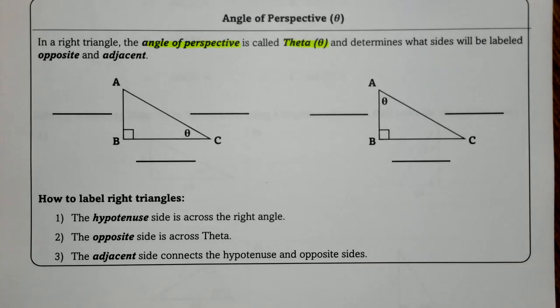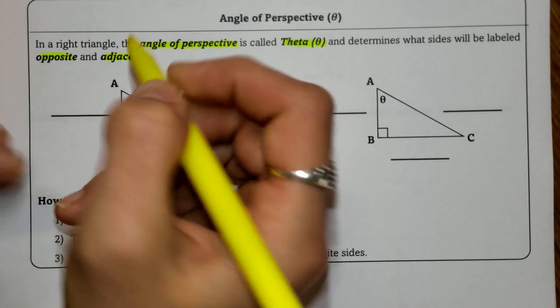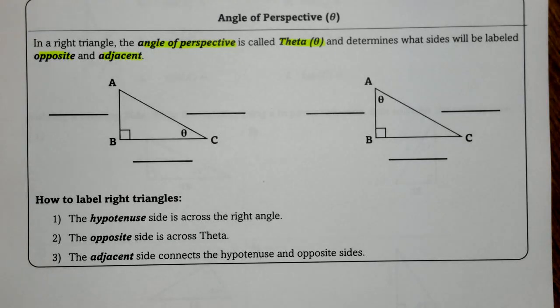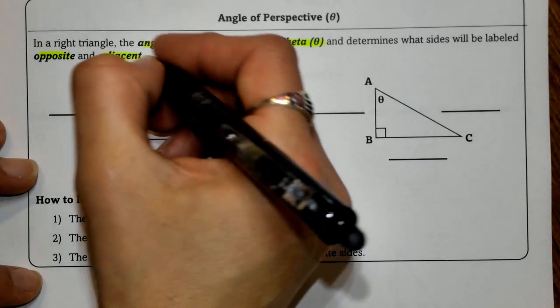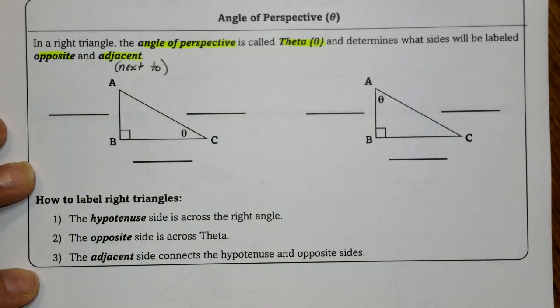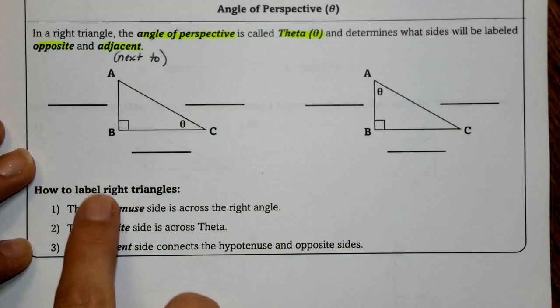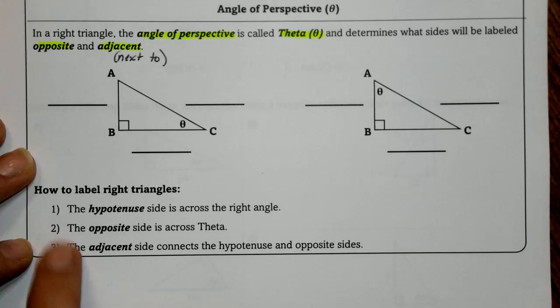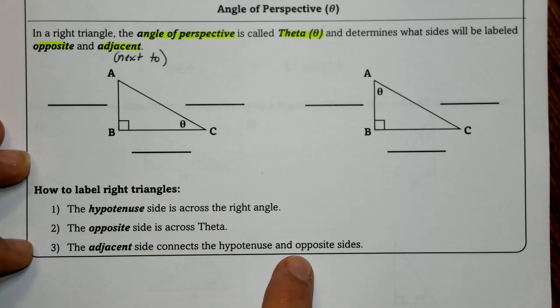You need to know that symbol. It's going to let you know which side is going to be your opposite side and which side is going to be your adjacent side. We need to remember that adjacent means next to. Opposite is pretty clear. It's on the opposite side of the triangle. Adjacent is next to. So we're going to take a look here, and down here, how to label the right triangles, I'm just going to be telling you as we go through this.